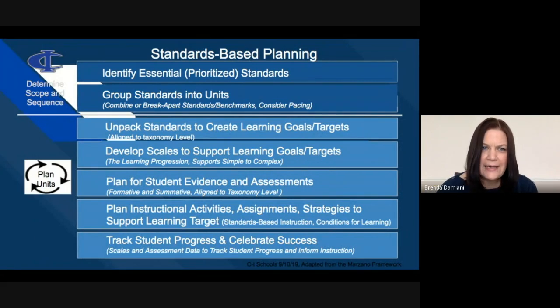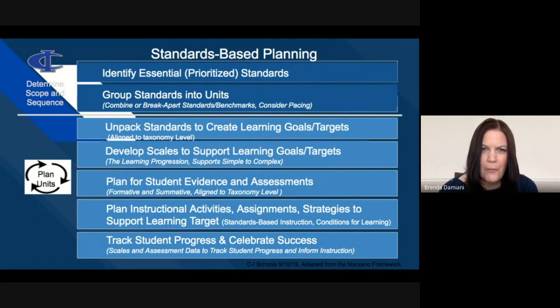So another way to look at it is, first, it's that scope and sequence when we're prioritizing the standards. In our district, we do that every year to ensure that we are teaching students those things that are most essential. And then we group that into our units and then dig deeper to those learning goals, those learning targets, always aligned to the taxonomy level. So we want to support student learning through assessments, through planning engaging lessons, and tracking our students' progress and celebrating success. This year, this is even more critical than it has been.